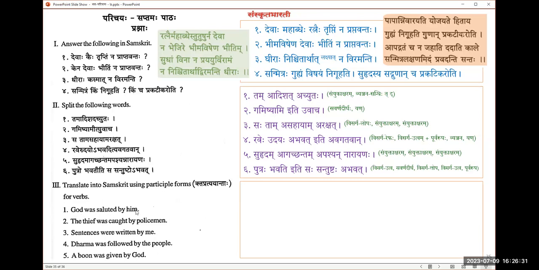God was saluted by him. By him is Tena. Tena, well done. Salute is Nam Dhatu, I think. Nam Dhatu, very good. But it's Kta. Kta Pratyaya. Nata, correct. Pullinga. Tena Devaha Nataha. Well done. I like the constructive way in which you proceeded. Or Namaskritaha. Anamyata is a lung.